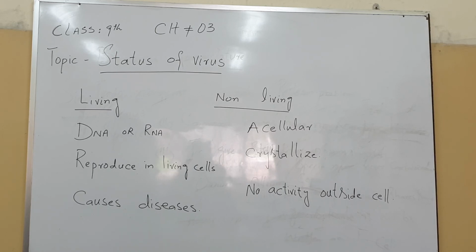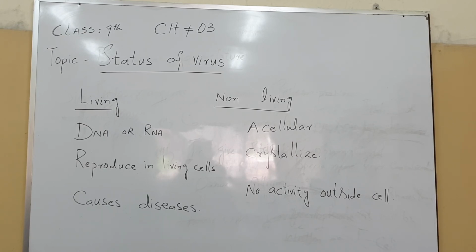But at the same time, some characteristics prove viruses as non-living. One is being acellular, having no cellular body like other organisms. They have a proper cell, either plant cell or animal cell. They have their cell membrane or cell wall, cytoplasm, and inside the cytoplasm many organelles. But viruses have no cellular structure, having no cell, no cytoplasm, no organelles inside them. So with this character, viruses are considered to be acellular.